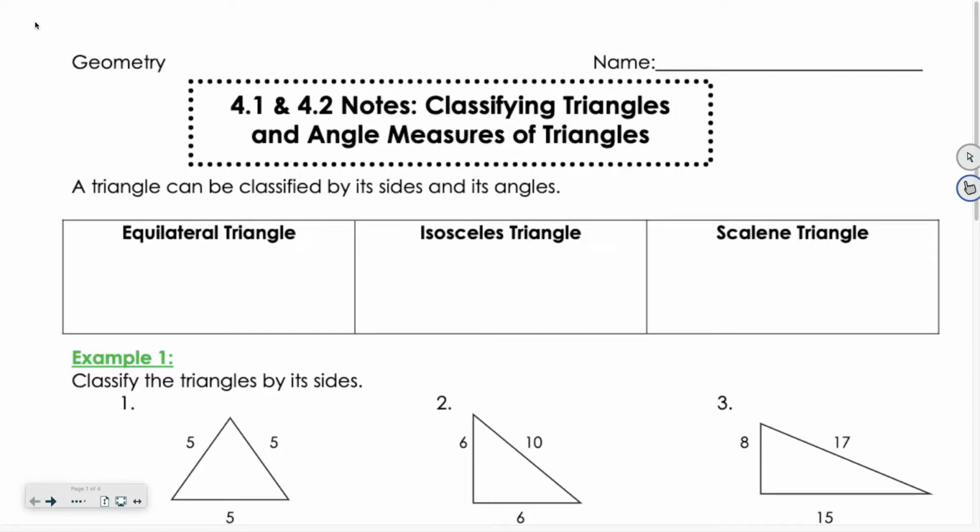All right, so the very first section on your Chapter 4 test is going to say classify a triangle by angles and sides. So what is an equilateral triangle? All sides are equal. Okay, a triangle with three congruent sides.